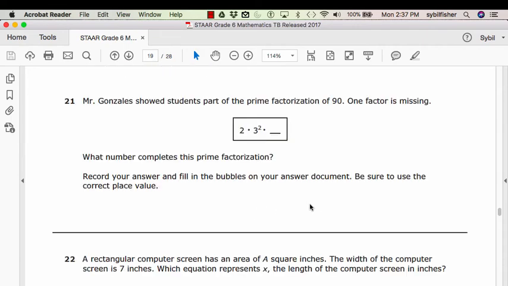Mr. Gonzalez showed students part of the prime factorization of 90. One factor is missing. 2 times 3 squared times blank. What number completes this prime factorization? Record your answer and fill in the bubbles on your answer document. Be sure to use the correct place value.